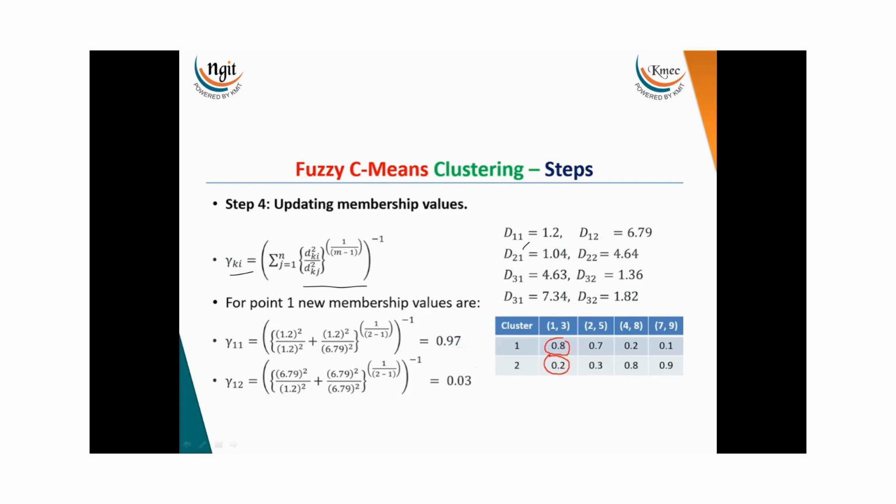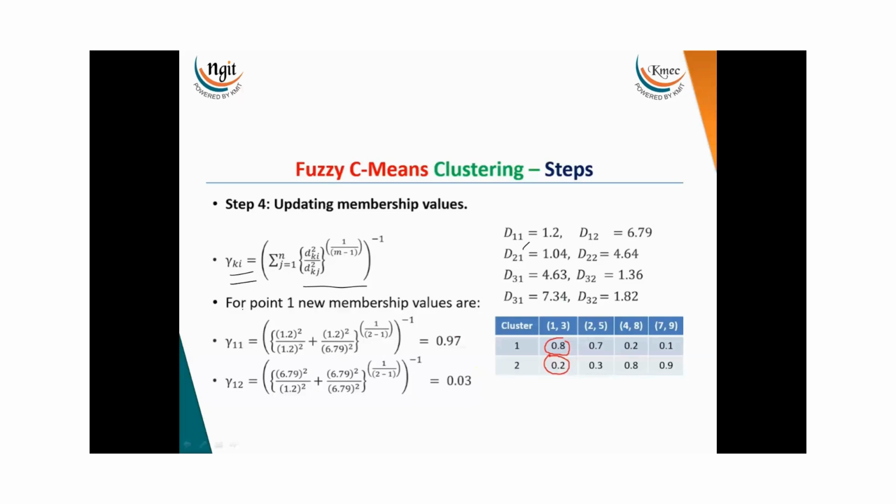Here i is constant and k is your data points, whatever data points we are having. Then the whole thing is raised to the power 1 divided by m minus 1, and the whole power of minus 1. So m is 2 here. I have to put the values in this formula to update the membership table.